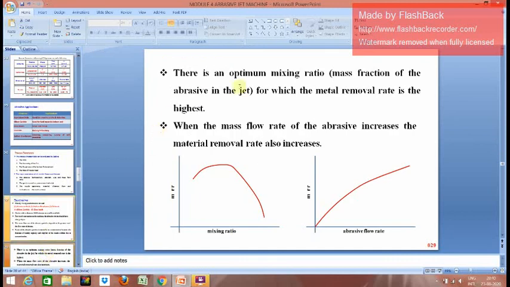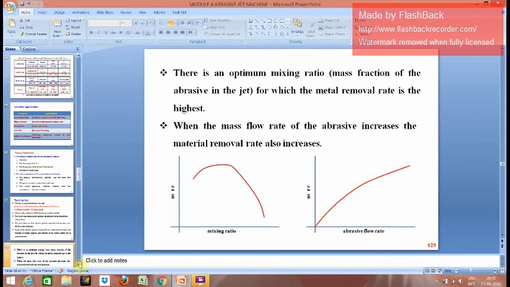Next, there is the optimum mixing ratio for which the metal removal is the highest. Here you can see a mixing ratio graph, the MRR. The relationship with the abrasive flow rate is linear. When the mass flow rate of the abrasive increases, the material removal rate also increases. You can see from here in the diagram.